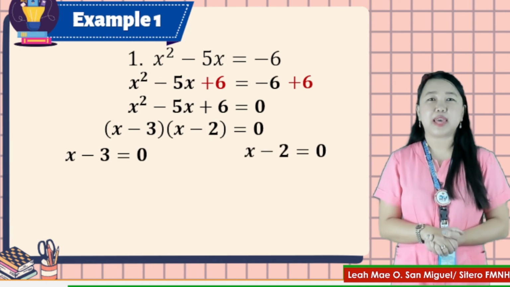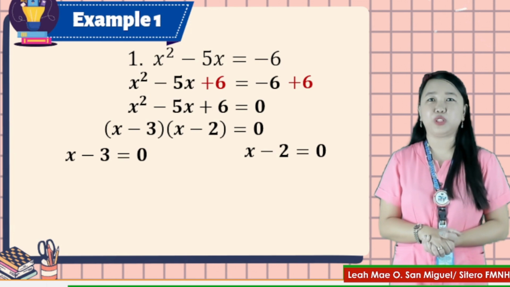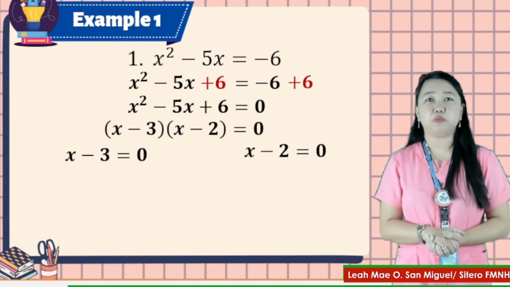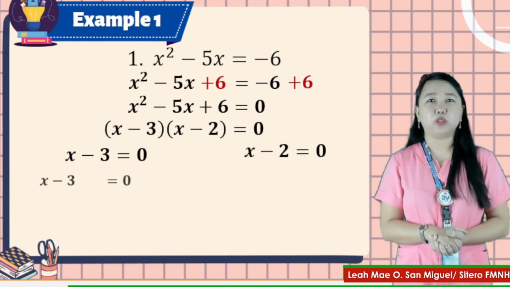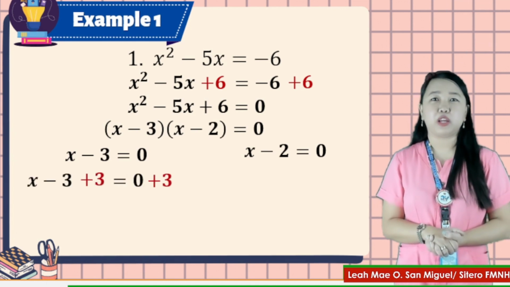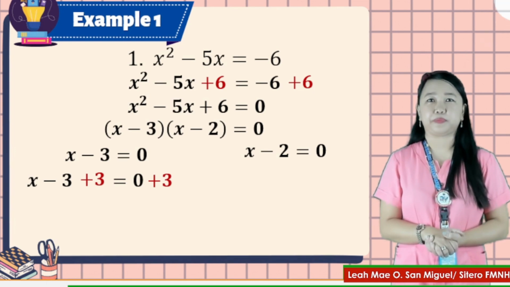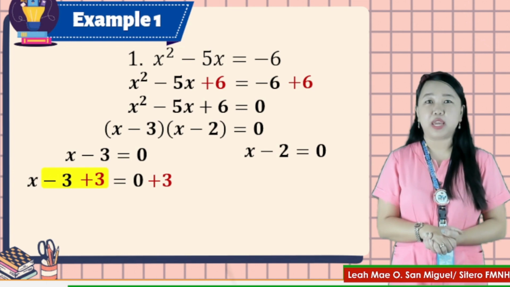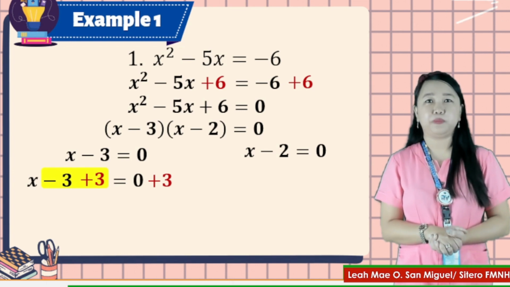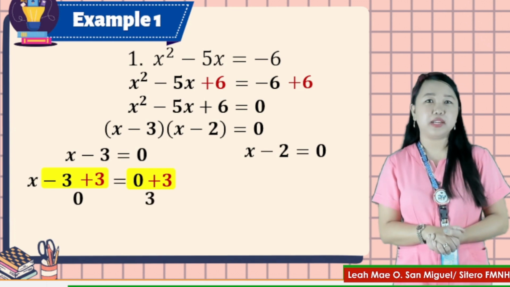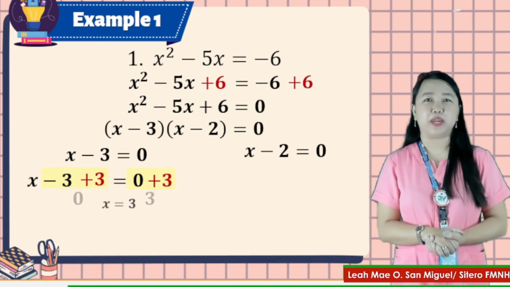Let's solve first x minus 3 is equal to 0. Applying addition property of equality by adding 3 on both sides of the equation, it will be x minus 3 plus 3 is equal to 0 plus 3. Simplify. Negative 3 plus 3 is 0, and 0 plus 3 is equal to 3. Thus, x is equal to 3.